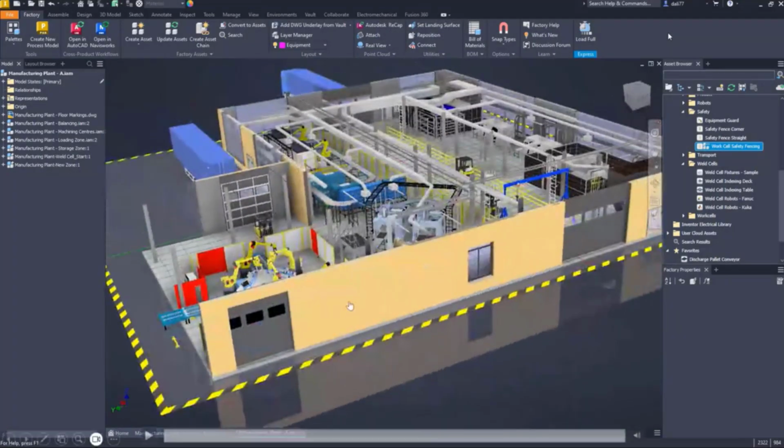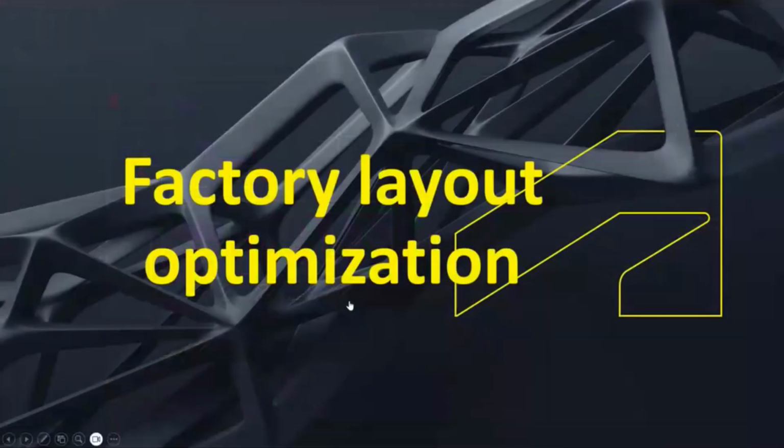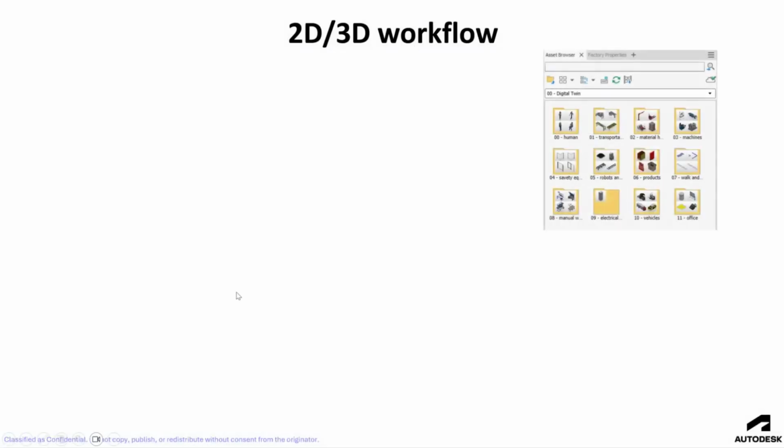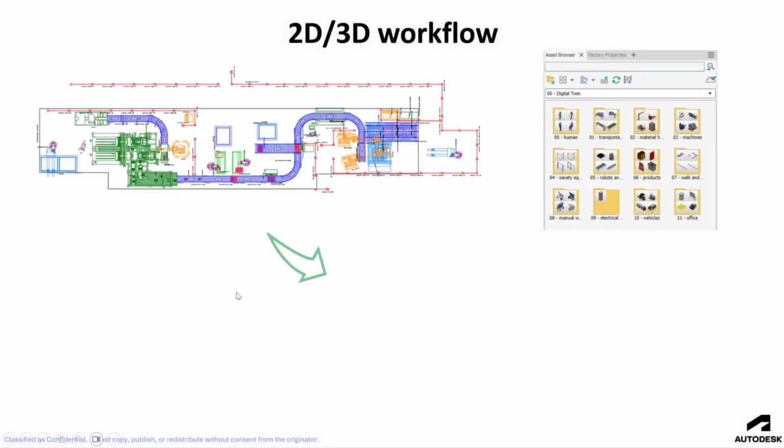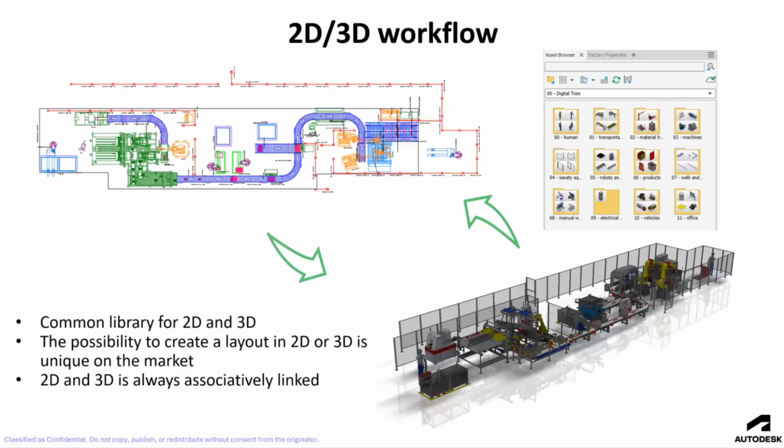All right, so that's the 2D to 3D design. Very quick explanations. Okay, so just a recap on the 2D to 3D workflow. You have 2D, you have the 3D models. Next is just using the factory asset so that it will reflect in both environments. Okay, they are always linked.